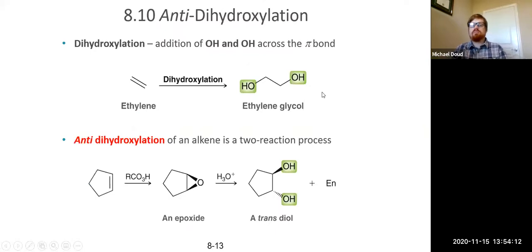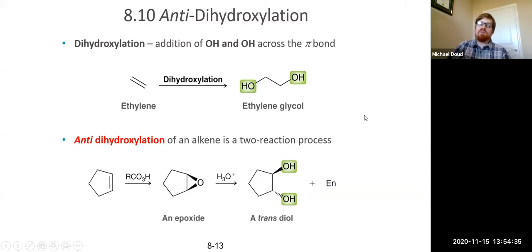Okay, next up, dihydroxylation. So we talked about hydration before. That's where you added a hydrogen to one and a hydroxyl to the other. Dihydroxylation just means you add two OH groups. So you can basically take ethylene and turn it into ethylene glycol. And so yeah, the two added groups are OH and OH.